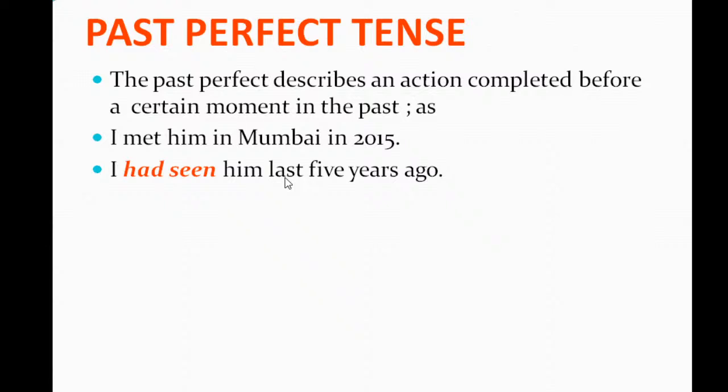See, Pranav Sharma, you're writing, I am always playing cricket. Now, I told you already that whenever you're writing I am, it's still going on. I was always playing cricket. I was always playing cricket when I was in class 5. That is a past continuous tense.